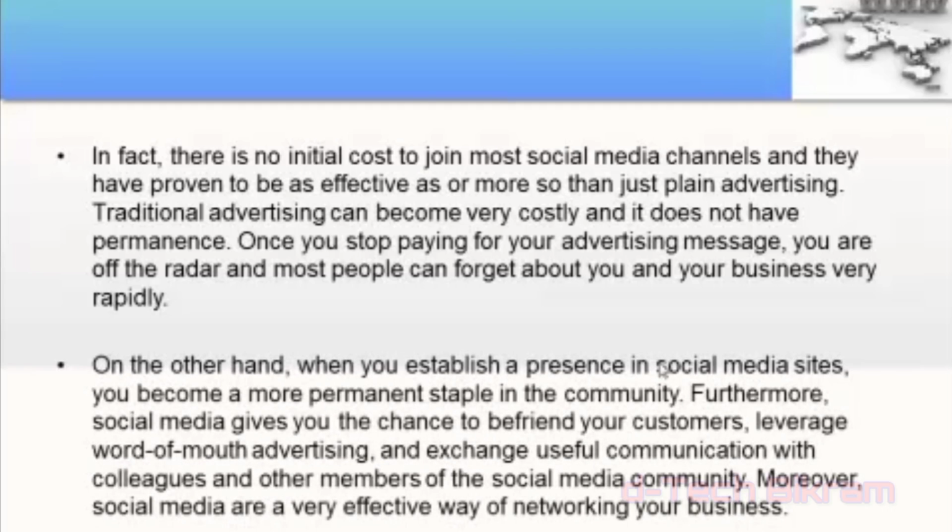On the other hand, when you establish a presence in social media sites, you become a more permanent staple in the community. Furthermore, social media gives you the chance to befriend your customers, leverage word-of-mouth advertising, and exchange useful communication with other colleagues and other members of the social media community. Moreover, social media are a very effective way of networking your business.